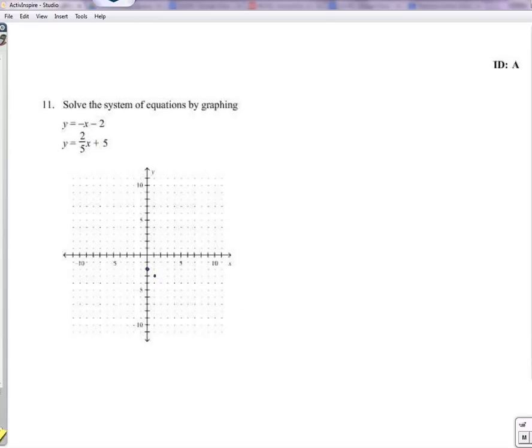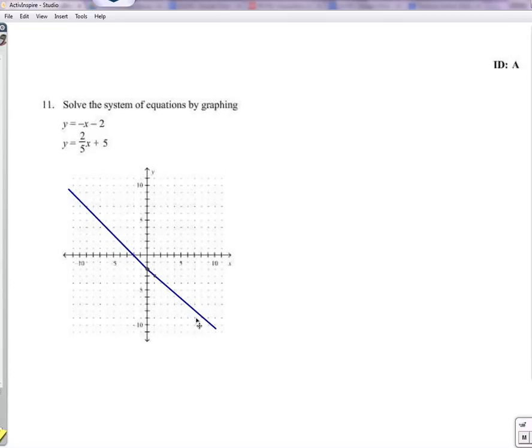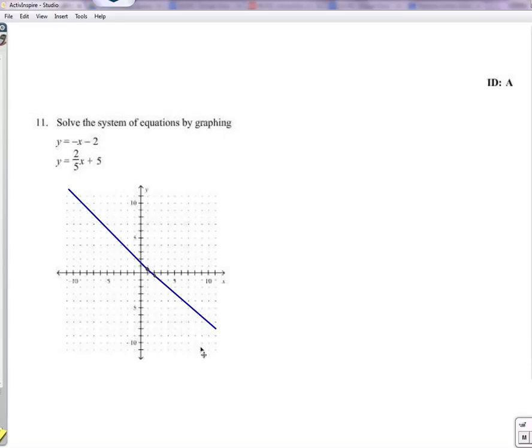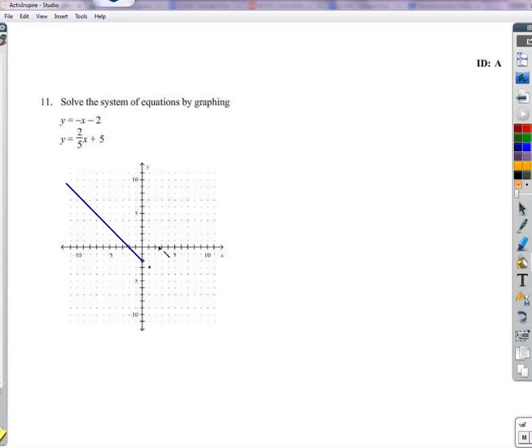I'm going to get my straight line tool. Get a real nice straight line here. There we go. That doesn't actually have a slope of negative 1. Let me try again on this one. Trying again. There we go, that's better.